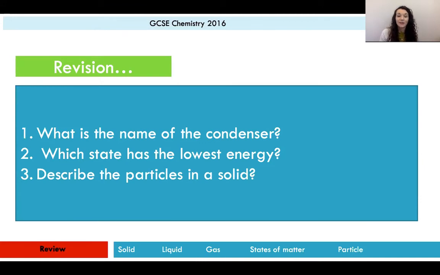Excellent, well done. So the name of the condenser that's used in simple distillation, we call it the Liebig condenser. Which state has the lowest energy? That's a solid. And describe the particles in a solid. Well, I would say that they vibrate, they're touching each other and they're just vibrating. They're in a fixed position. There's no space between them, so they're touching. Okay, so that would be my description for the particles in a solid.